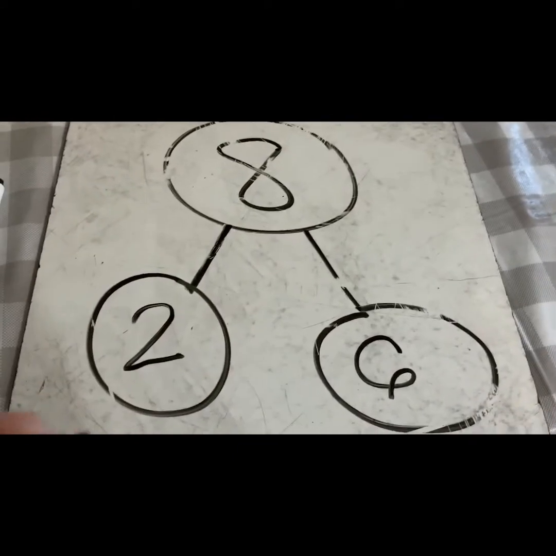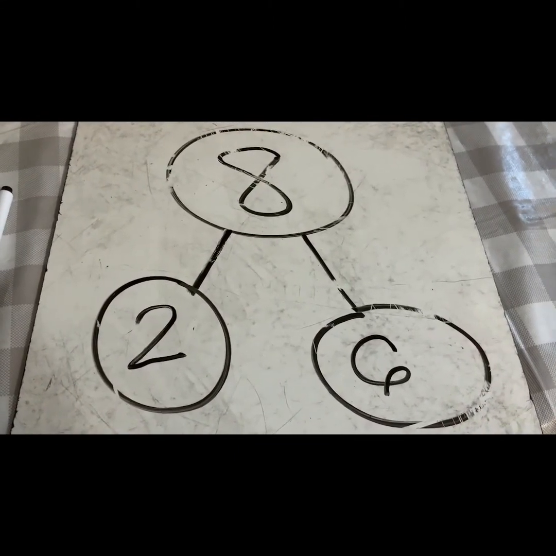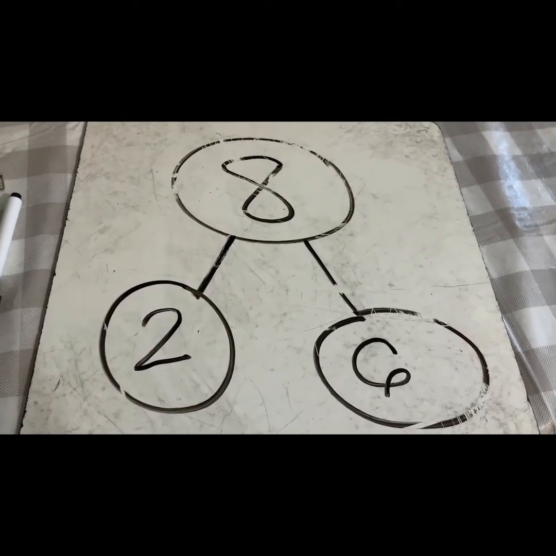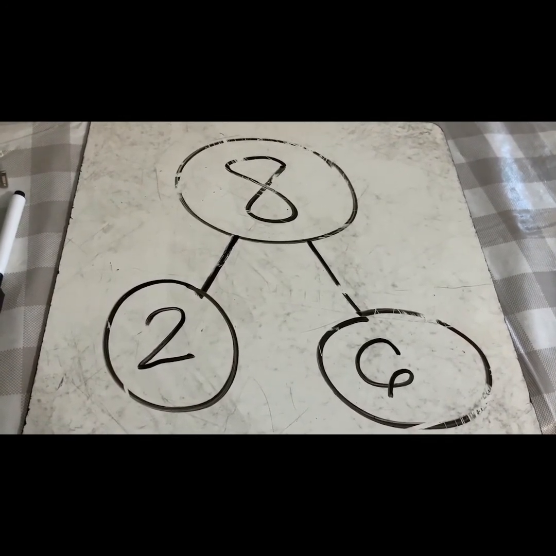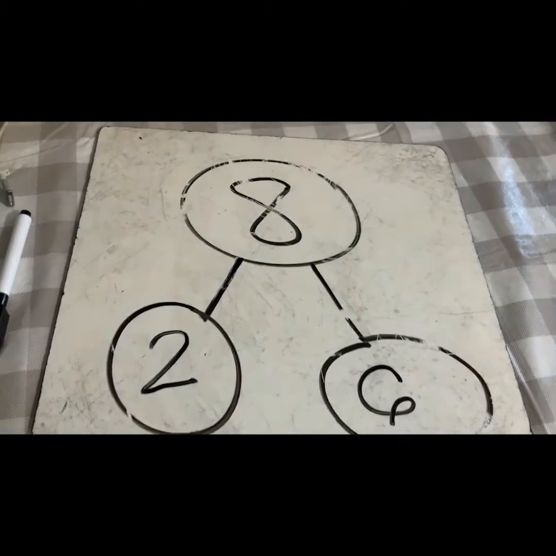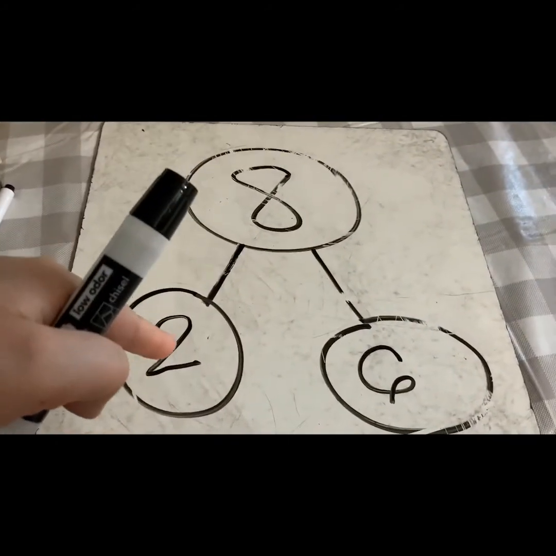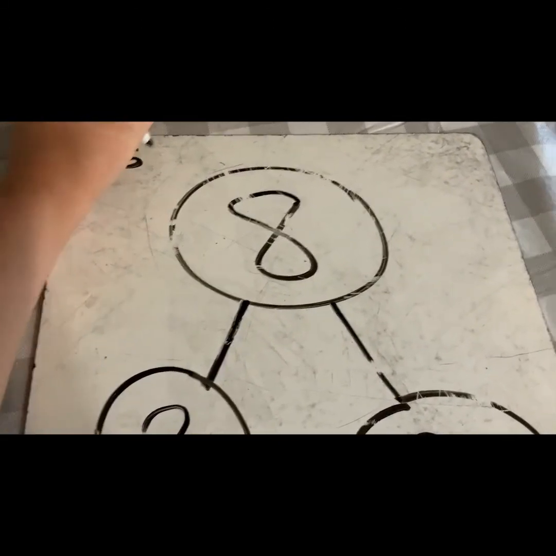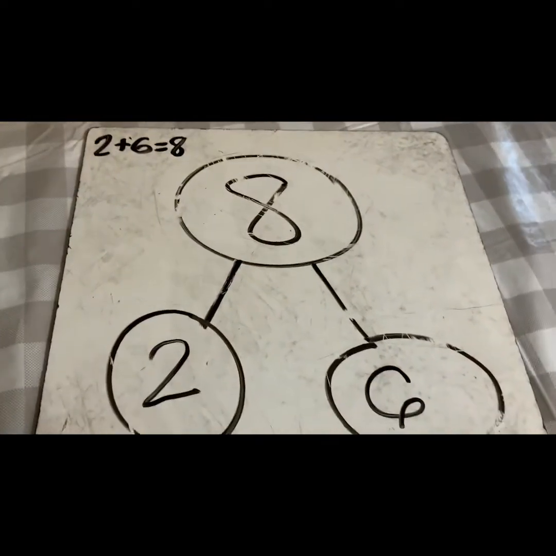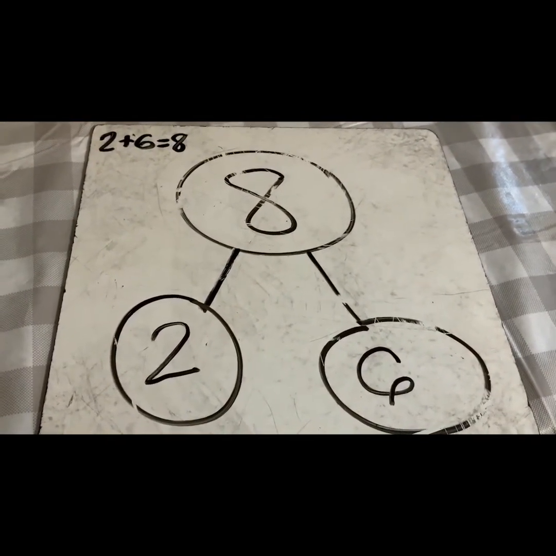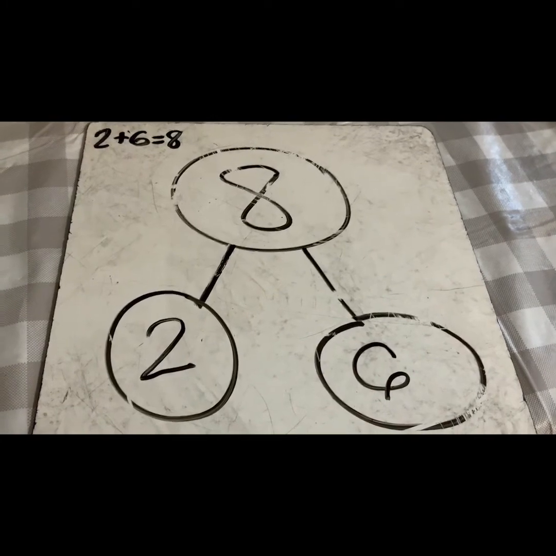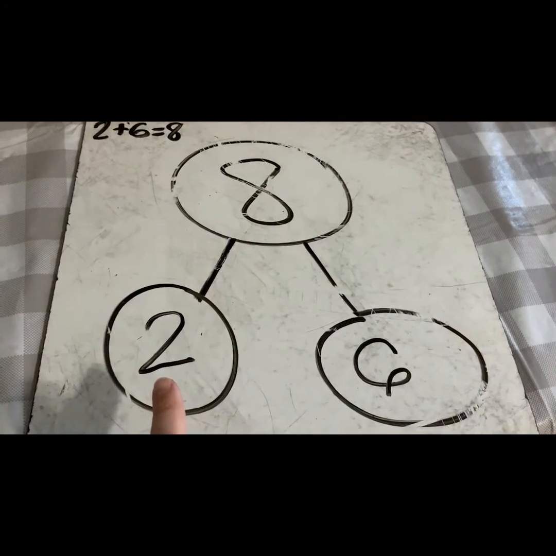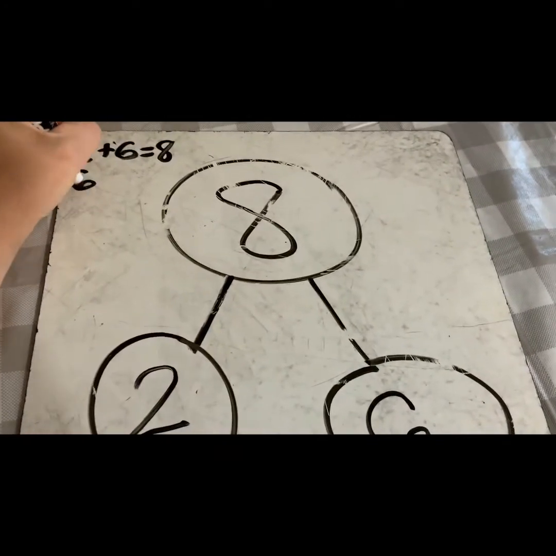Remember, if we're adding, are we putting two parts together, or are we taking a part away from a whole? We're adding two parts together. So first I can take my finger, I can say 2 plus 6 equals 8. I can go backwards from that, flip-flop, which is what property? The commutative property. So 6 plus 2 equals 8.